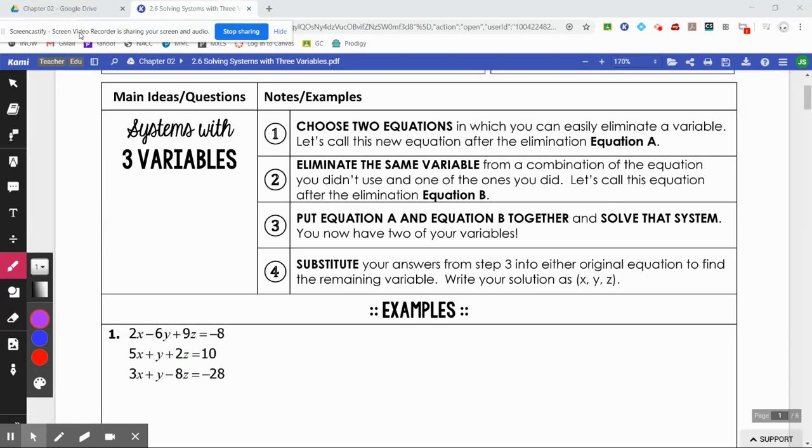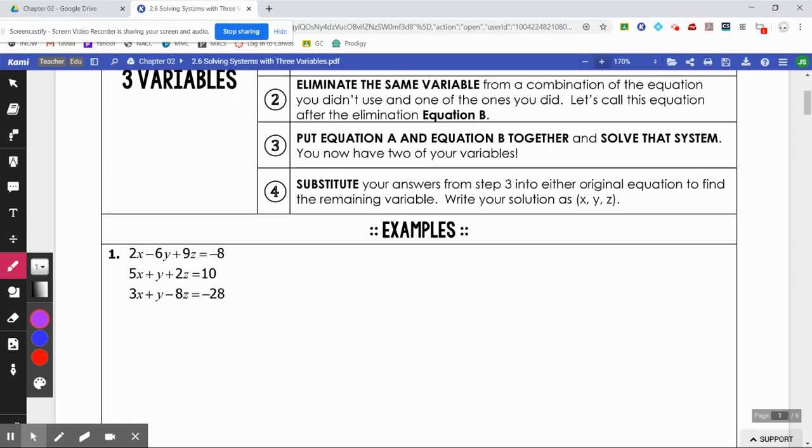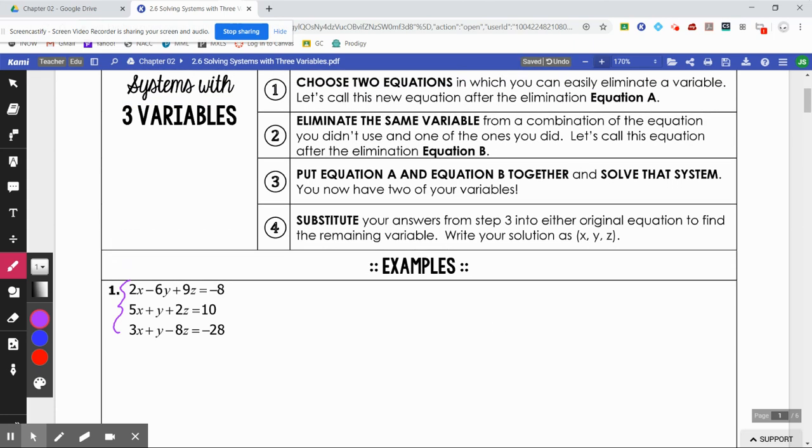In this video, we're actually going to be solving systems that contain three variables. And you're going to notice that when we have three variables, like in this first problem, we have an x, y, and a z, we'll need three equations. So three variables, three equations. So these can get kind of nasty.